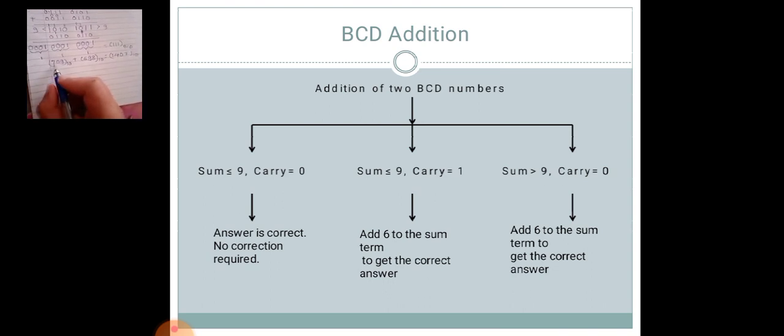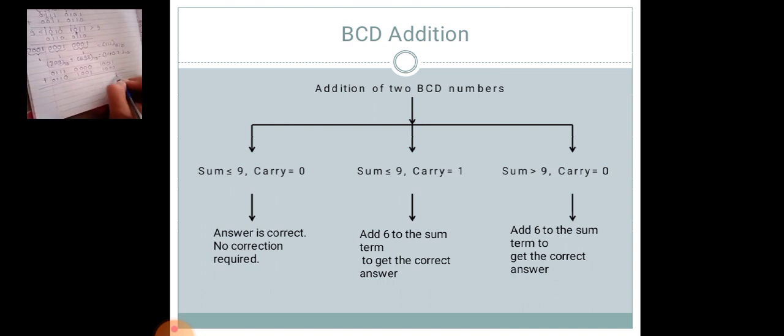So you have to represent each digit in 4-bit binary. So for 7 it is 0111. For 0 it is four 0s. For 9 it is 1001. For 6 it is 0110. For 9 it is 1001. For 8 it is 1000. Now you have to perform the binary addition.